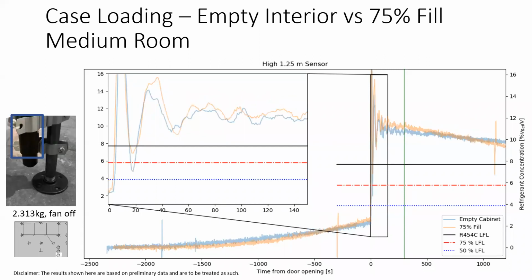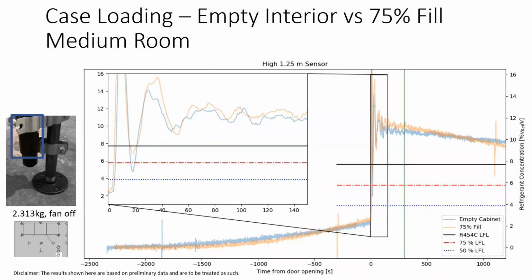Now with this next slide, we haven't changed the test conditions. We're still looking at the medium room with 2.3 kilograms. Instead, now we're looking at the sensor a little bit further out into the space. So this specific sensor is 1.25 meters from the front of the cabinet and is located 150 millimeters above the floor. With this sensor, we're seeing very similar results.